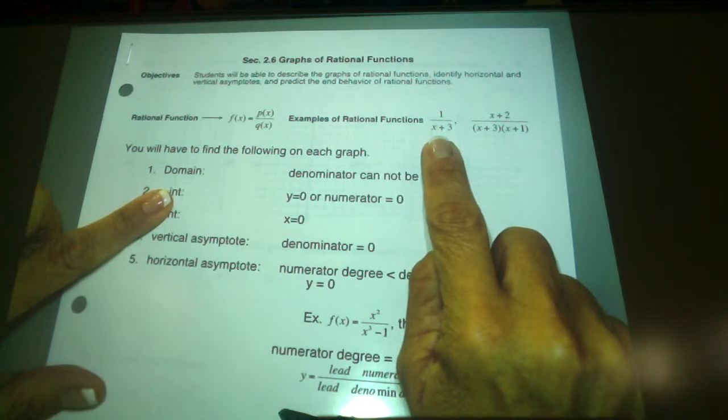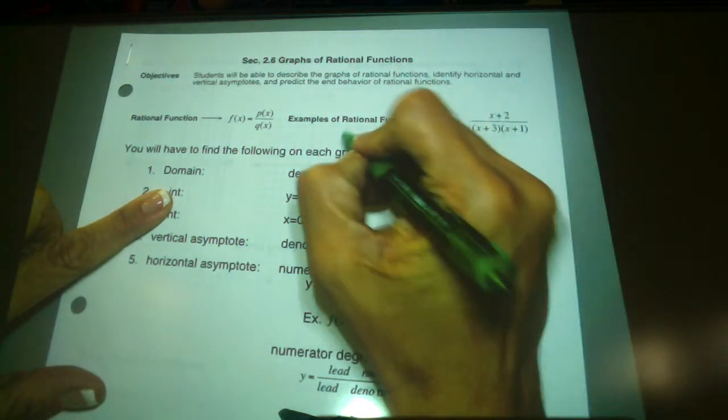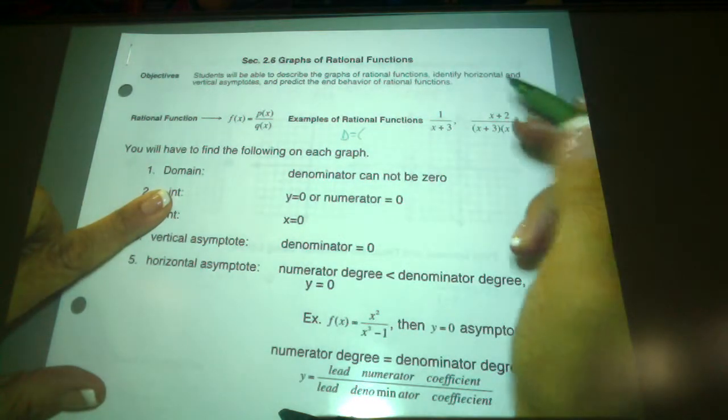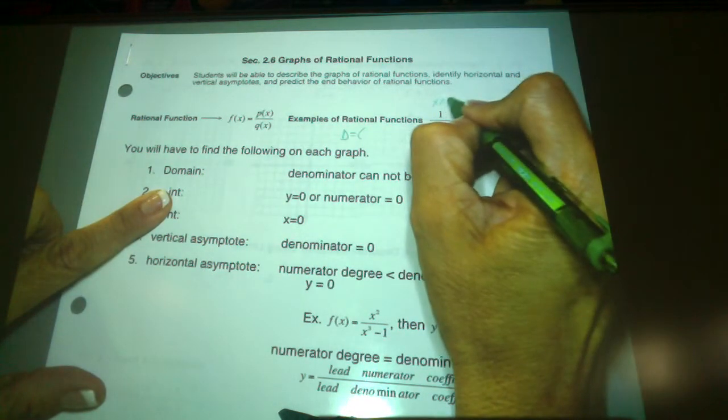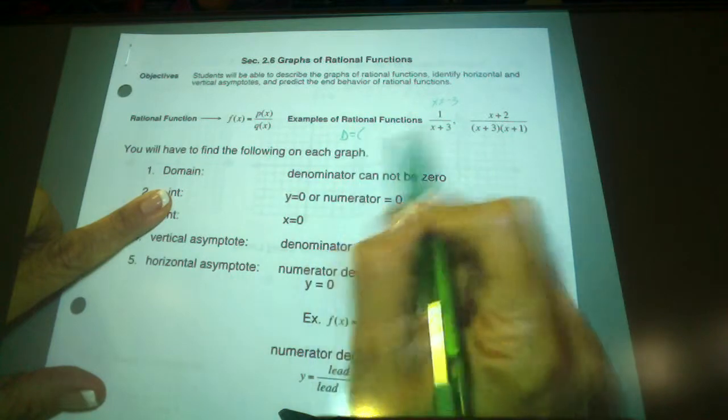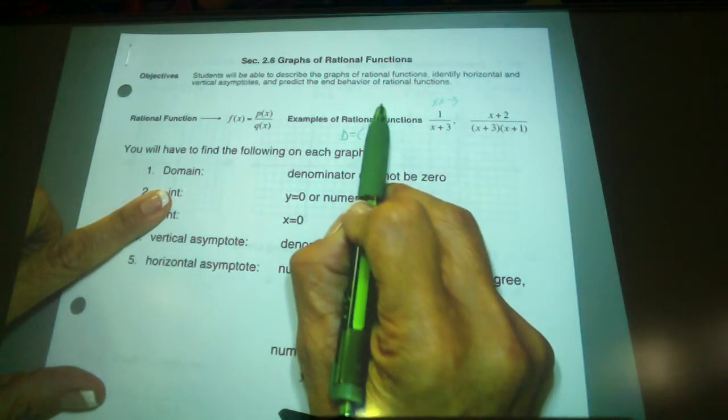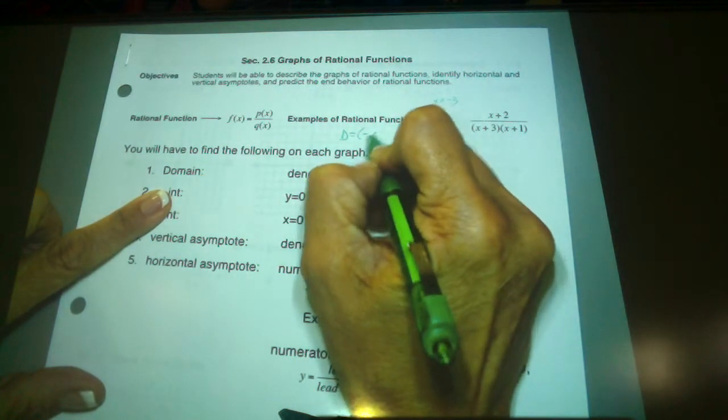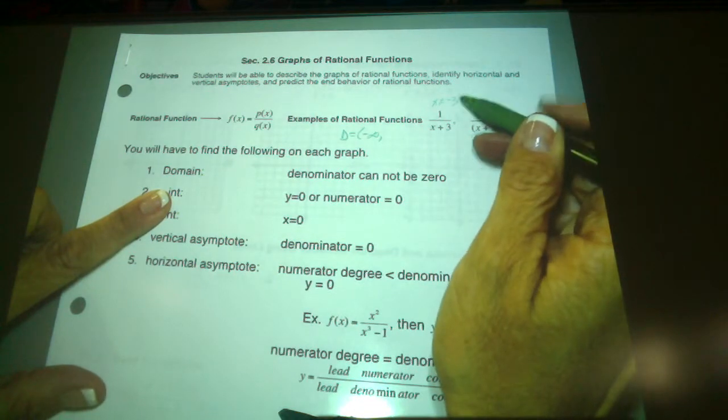X cannot be -3. So if x cannot be -3, then my domain is going to look like this. My domain is going to go from the leftmost x value, which would be -infinity. I come to that restriction of -3.